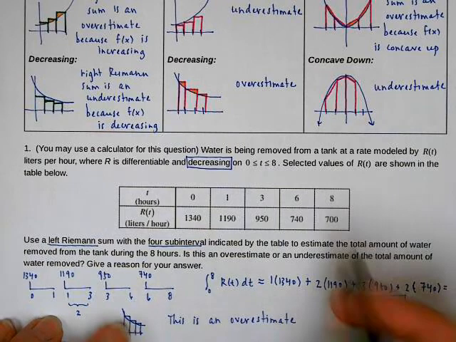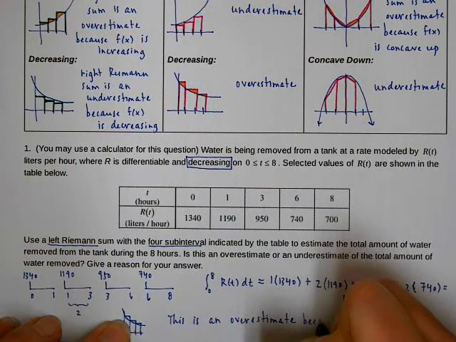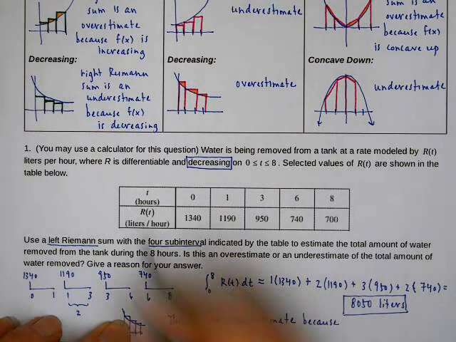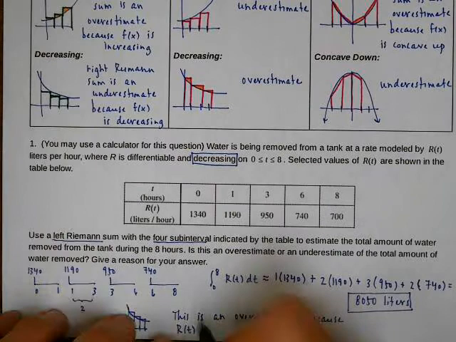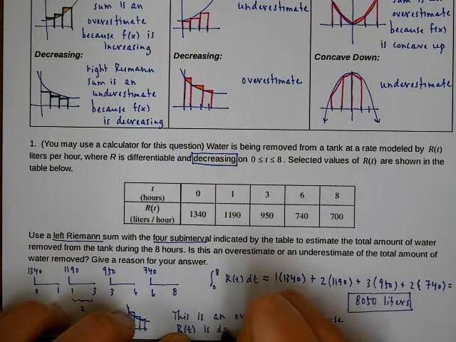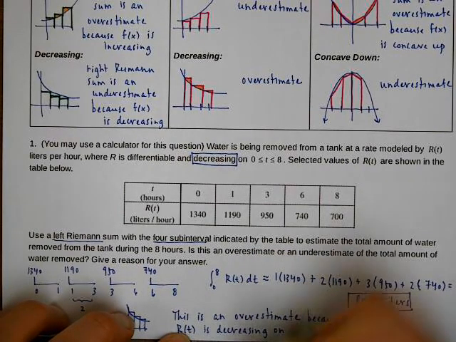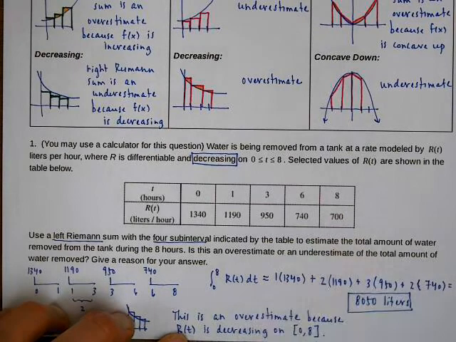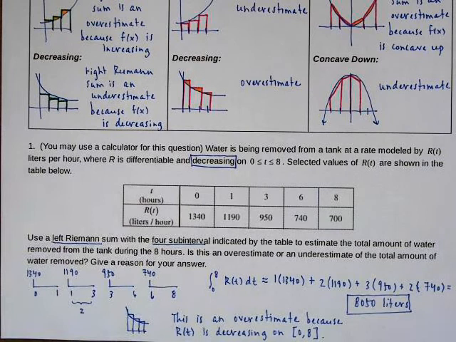Now a reason, I would just say because my function R of t is decreasing on that interval which was from 0 to 8. So the reason is because R of t is decreasing.